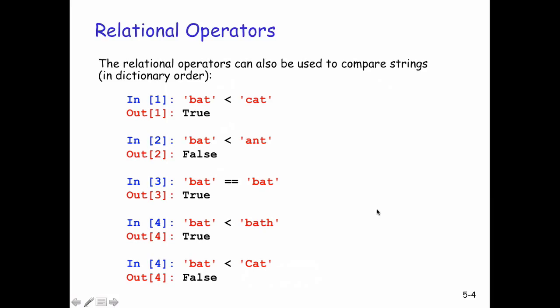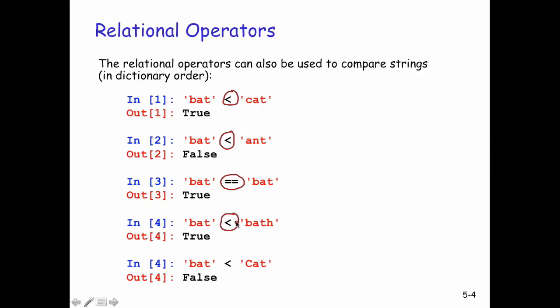It turns out that these relational operators can also be used to compare strings in dictionary order. So this is asking, does bat appear before cat in the dictionary? And the answer is true. Whereas, does bat appear before ant in the dictionary? That answer is false. Is bat the same string as bat? Yes. Those two strings are equal. Does bat come before bath in the dictionary? Yes, that's true.